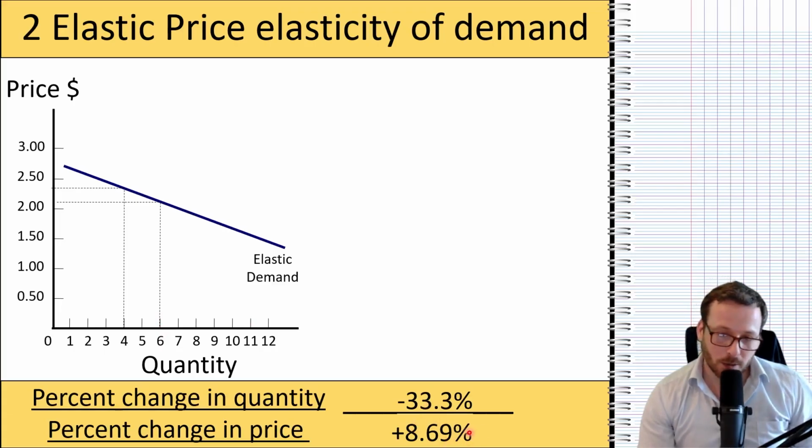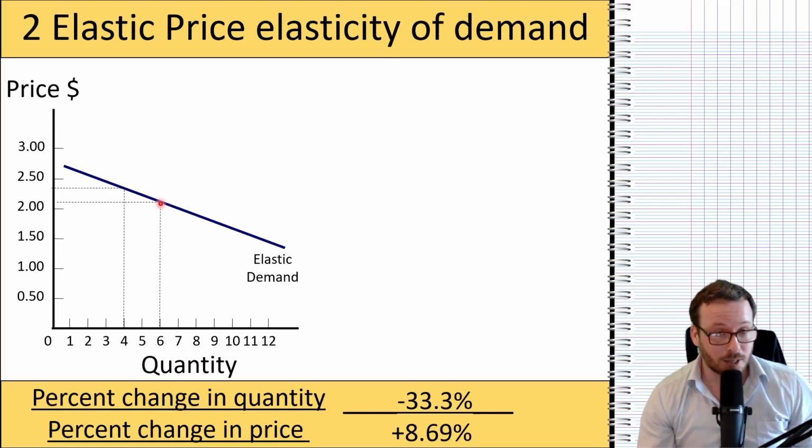So this is showing us that basically, not only is this an inverse relationship, we've got a plus and we've got a minus, so the answer must be a minus. It's also showing us that there's a greater percentage change in quantity than there is in price. So we've increased the price by just a little bit, 8.69%, but we've lost 33% of our customers. Wild. Very, very dangerous to do, isn't it, for a business if they've got elastic demand?